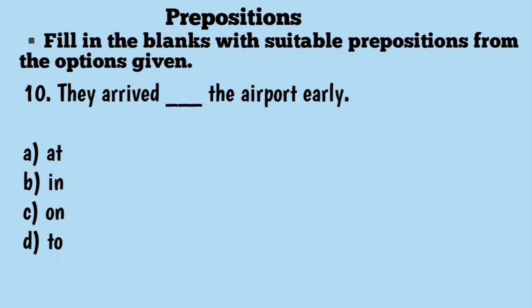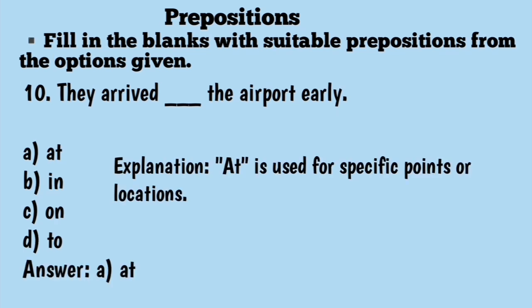Next, they arrived dash the airport early. Option A, at. Option B, in. Option C, on. Option D, to. Answer is option A, at. At is used for specific points or locations.